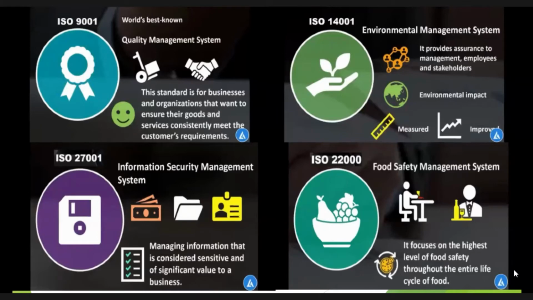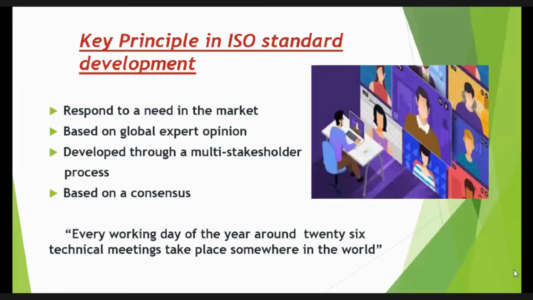Now the key principles in ISO standards development. First, respond to a need in the market. ISO does not decide when to develop standards, but responds to a request from industries or stakeholders. These industries communicate to its national members, like in India, the Bureau of Indian Standards, who then contact ISO for the development of standards.